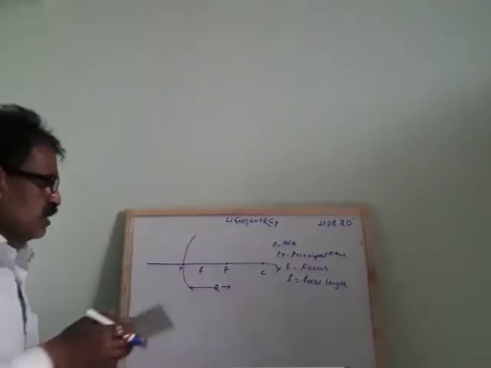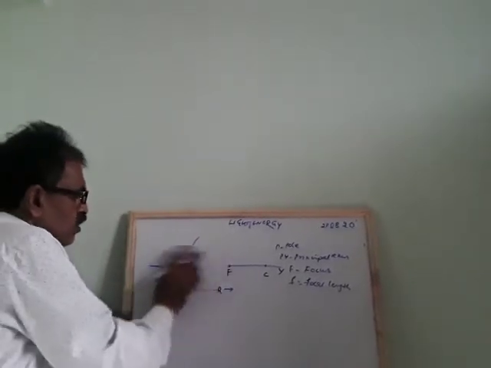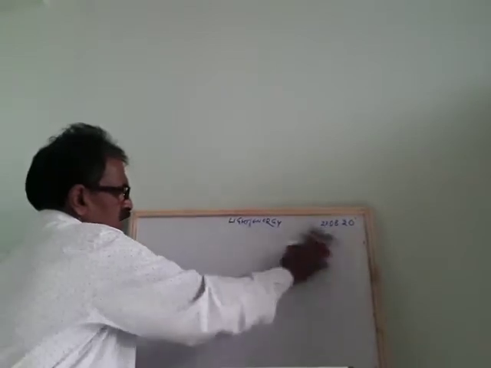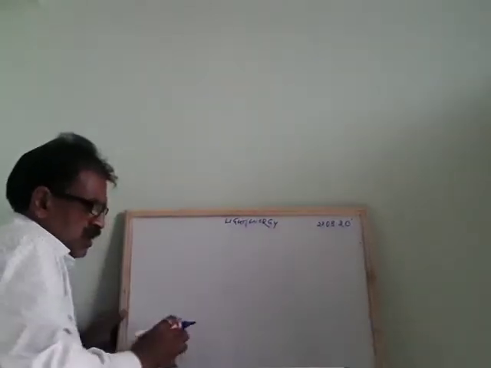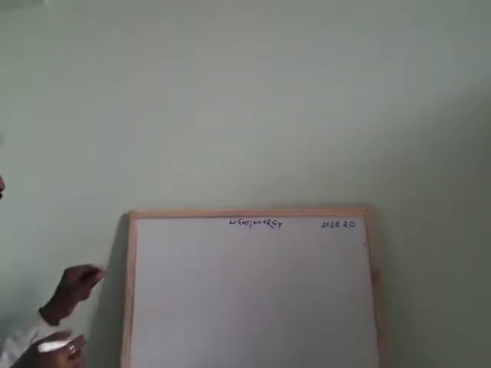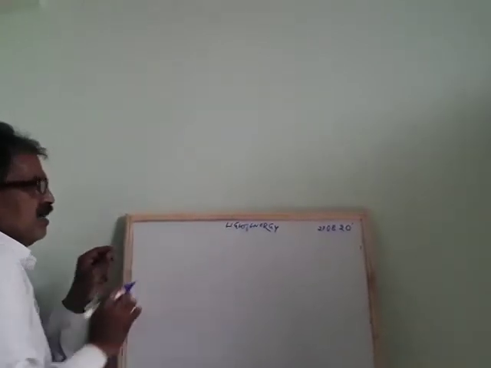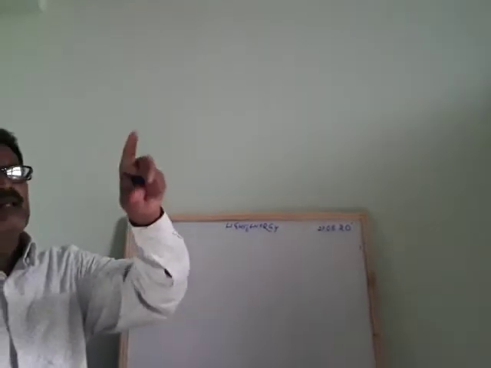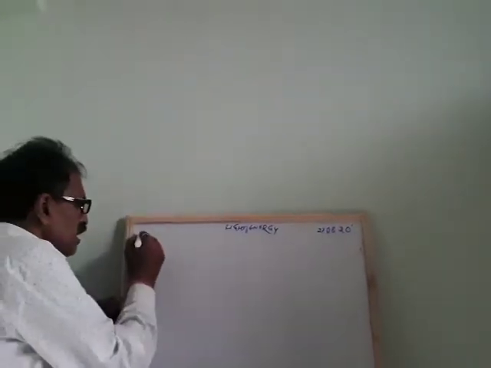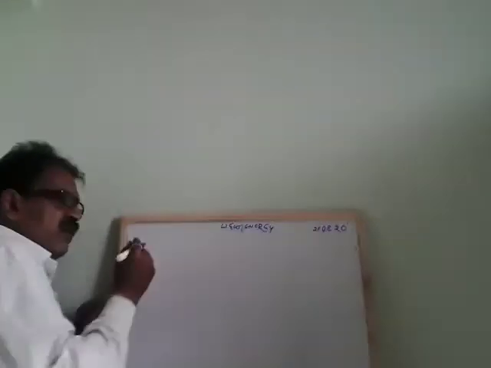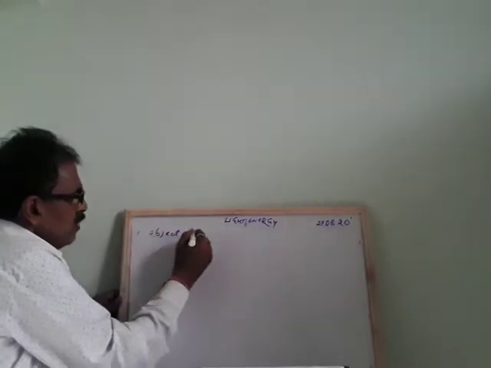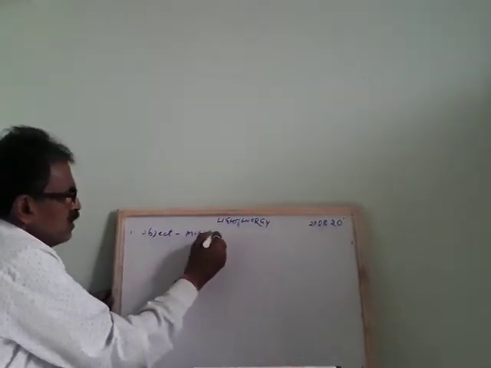So there are some rules which we have to follow here. What happens when a ray passes, when a ray is parallel to the principal axis. First of all, there are two conditions. Whenever you draw a ray diagram, there are two conditions. One condition is always the object should be in front of the mirror. Object should be in front of mirror. This is one condition.